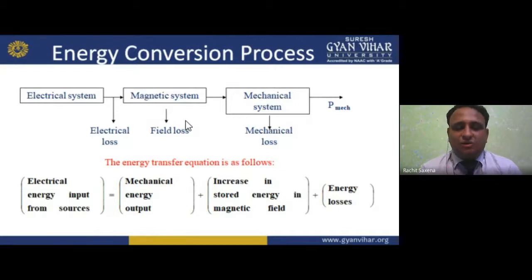Magnetic losses have two types: hysteresis and eddy current. Eddy current is the leakage current, as I earlier told you, and hysteresis is due to the reversal of magnetization. So these two losses take place in the magnetic field. First, in the electrical system, we have the electrical loss, that is the copper loss.